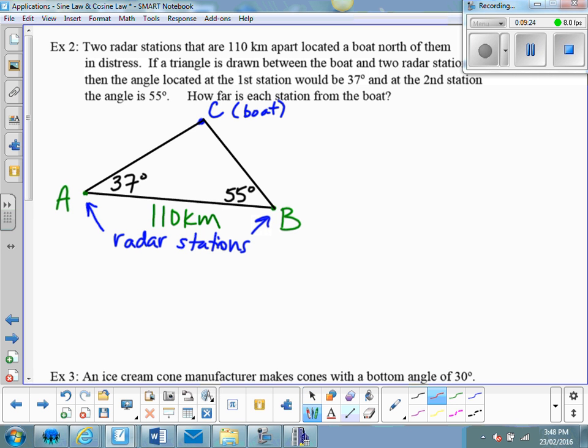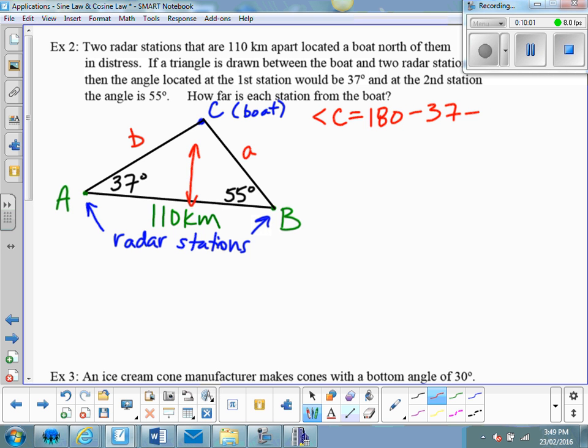So we're trying to find the length of AC, so that's like side B in the triangle. And then we're trying to find the length of BC, and that's like side A in the triangle. Okay? Now in this situation, I know 2 angles, so I'm actually going to start by finding angle C, because if I find angle C, then I'm going to have partners that I know, and I can use the sine law.